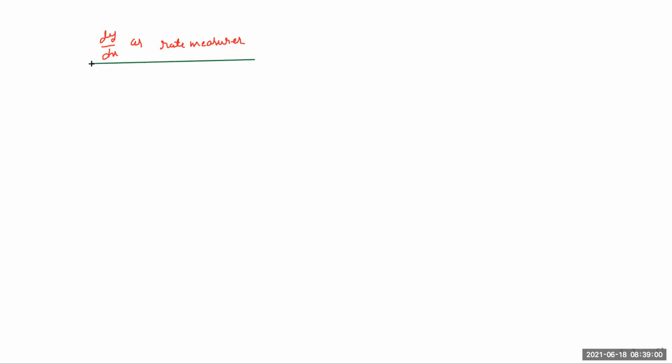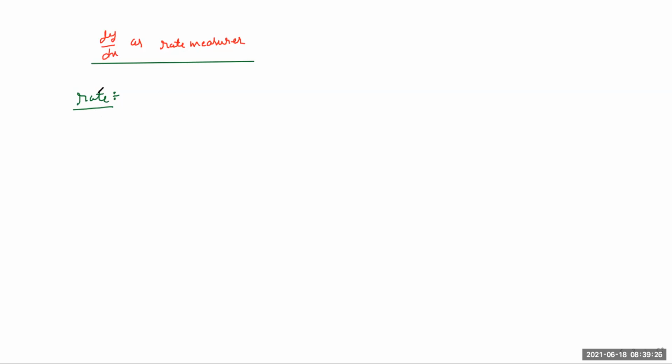dy by dx as a rate measurer. Okay. So what is the rate measurer? And what is the rate at all? When we say the word rate, what does it mean? Yeah, you say something. Tell me again. It's a change with respect to time.